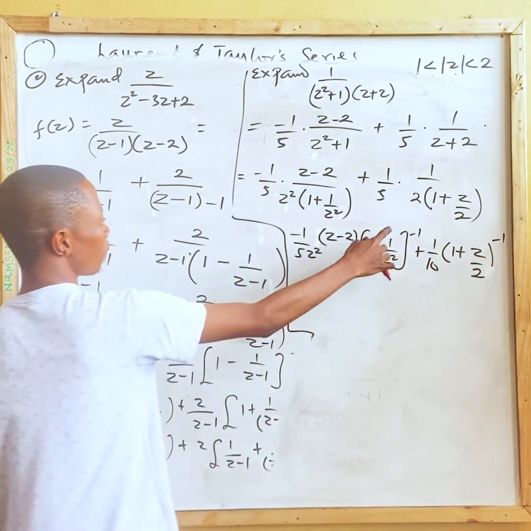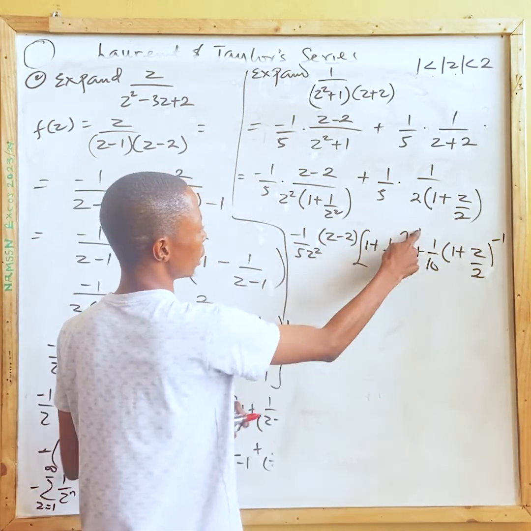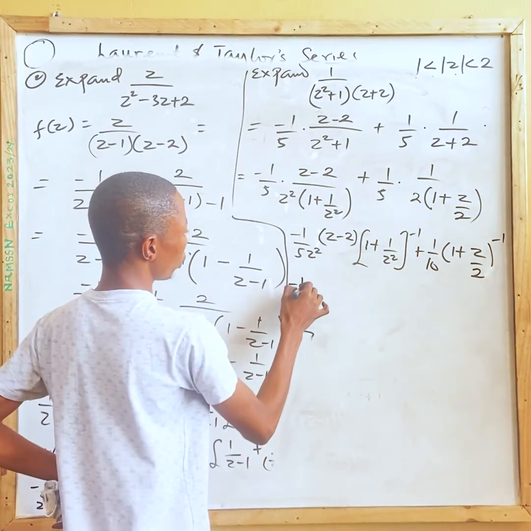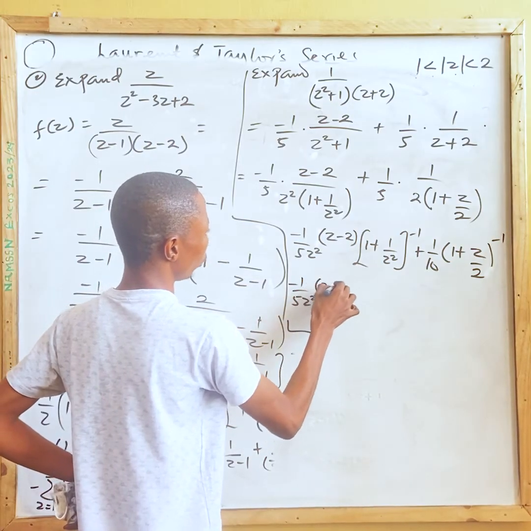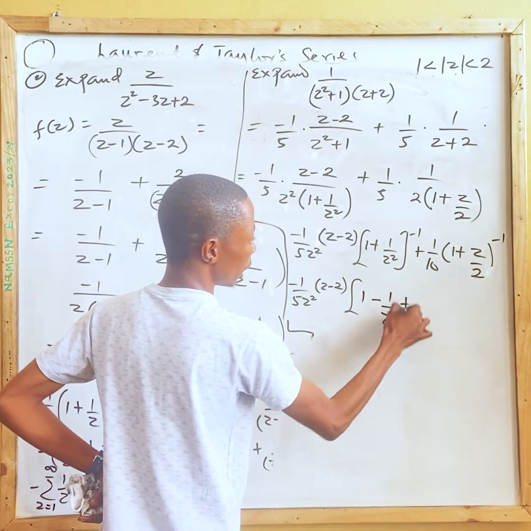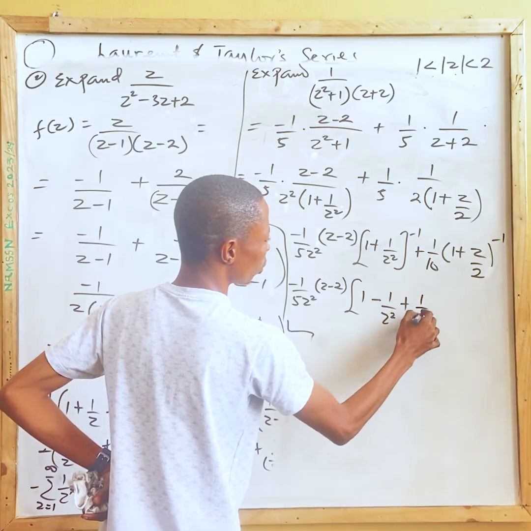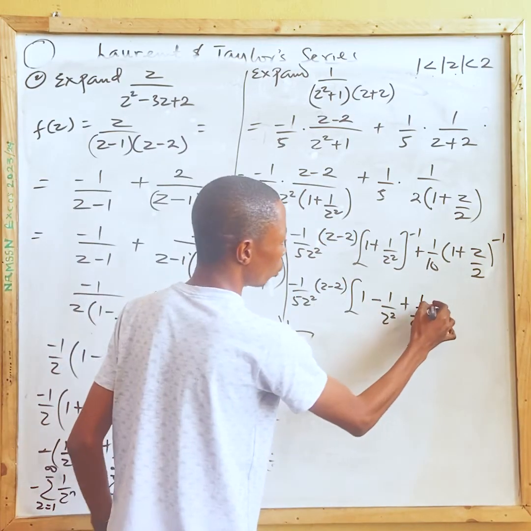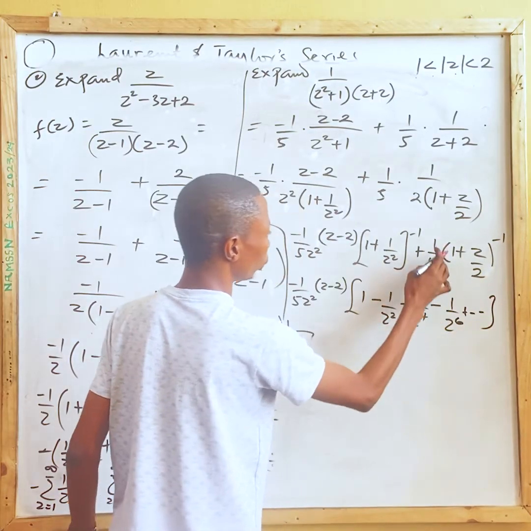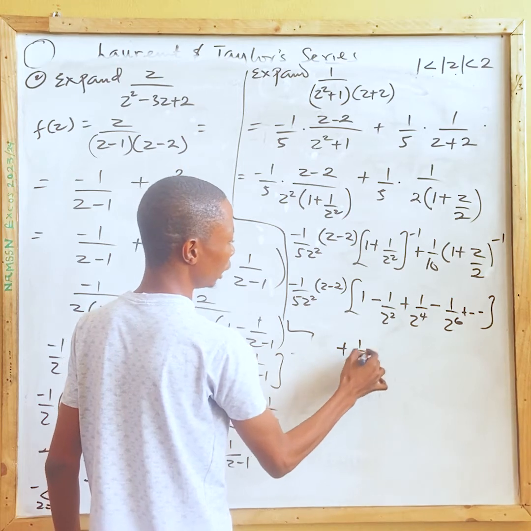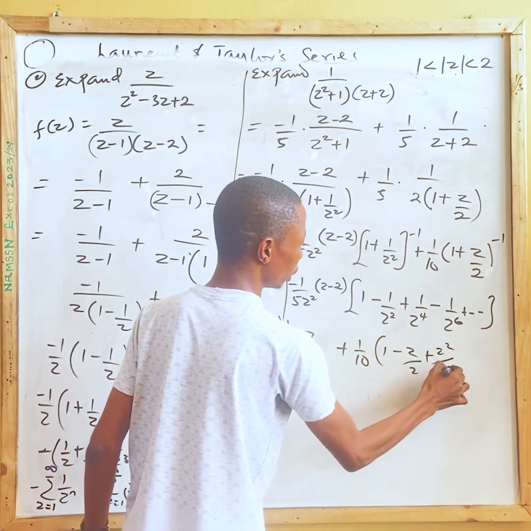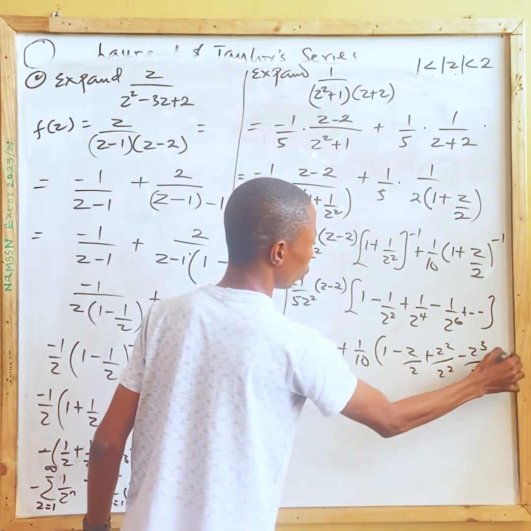So expand this. Don't forget our special series. If it is plus, it will be alternating. If it is minus, everything will be plus. So this is minus 1 over 5z squared times z minus 2 into bracket: this is 1, the next one will be minus 1 over z squared, the next one will be plus 1 over z raised to power 4, because we are squaring them, the next one will be minus 1 over z raised to power 6, and so on. Then the other part, 1 over 10 into bracket 1 minus z over 2 plus z square over 2 squared minus z raised to power 3 over 2 cubed, and so on like that.